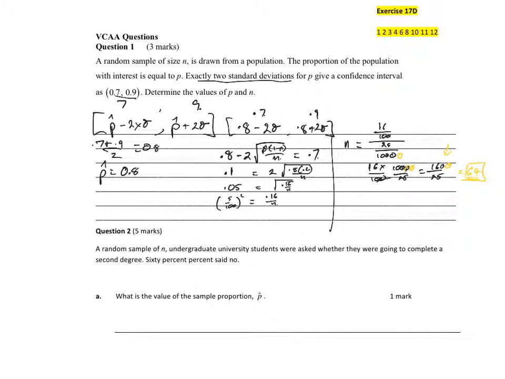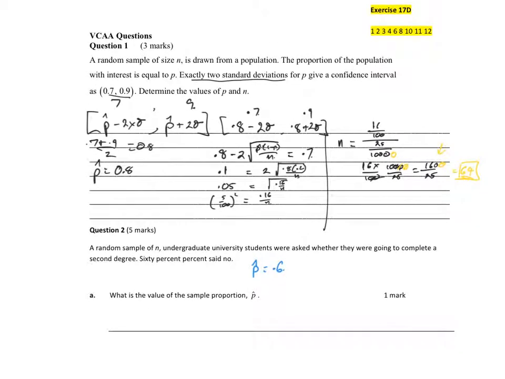All right, what's our next question about? A random sample of n undergraduate university students were asked whether they were going to complete a second degree. 60% said no. So p hat, really, because it's a sample, is equal to 0.6. Well, there we go. So p hat is equal to 0.6. There's a nice start. What's the next part?